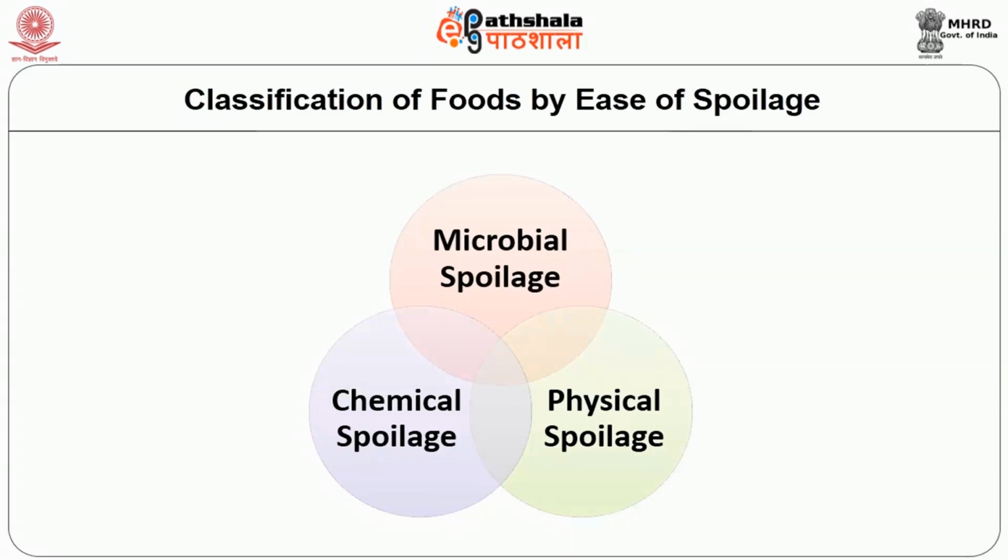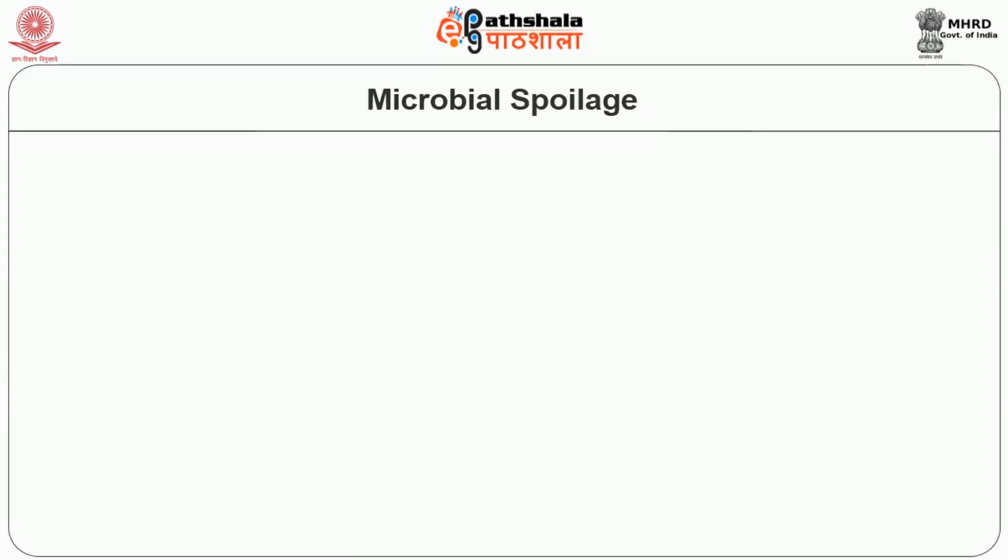Next, we'll move on to the types of food spoilage. Decomposition or decay of foods turns them unfit for human consumption. Such decay of foods may be broadly classified into the following three types. They are microbial spoilage, physical spoilage and chemical spoilage. Let me look into the individual spoilage types. First is the microbial spoilage.